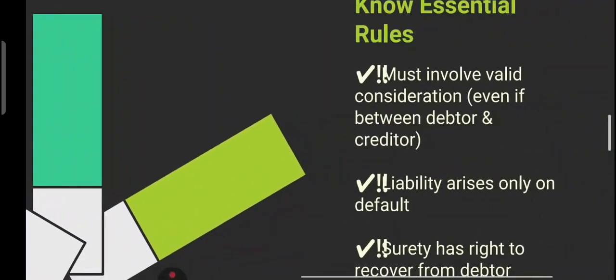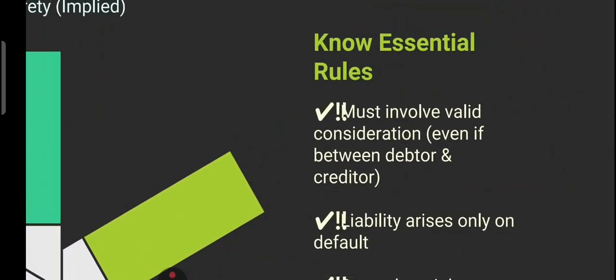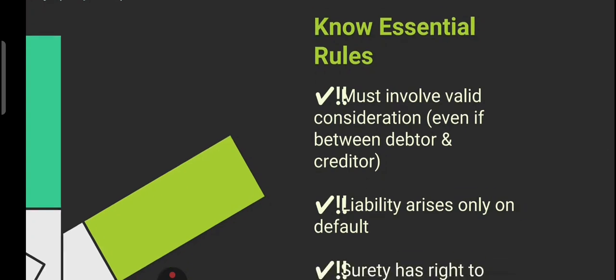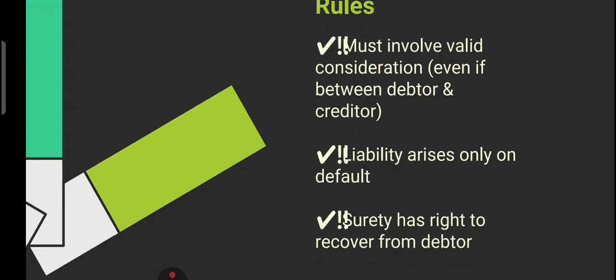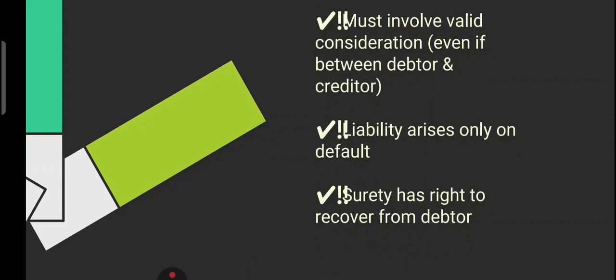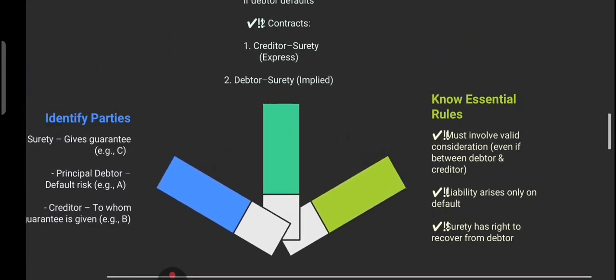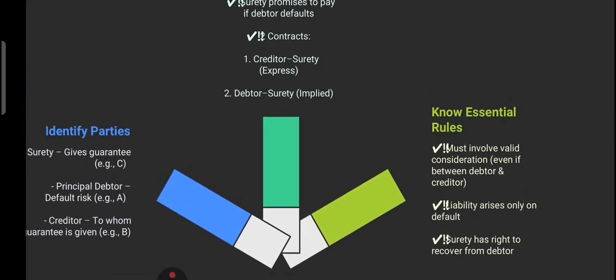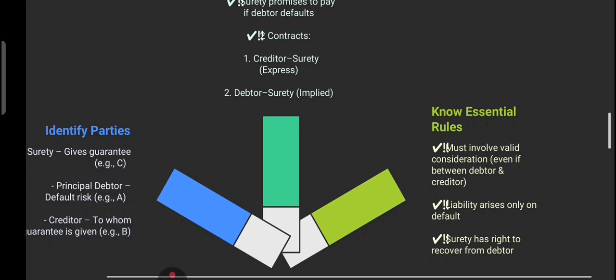Now a few essential rules here. So friends, a contract of guarantee must be supported by a valid consideration, right? Even if that consideration exists solely between the debtor and the creditor. Second point, the surety's liability arises only when the debtor defaults, not before. Third point, and crucially, once the surety makes the payment, they have the right to recover that amount from the principal debtor. So in simple terms, if we summarize, the contract of guarantee is a safety net for the creditor and a strong commitment from the surety. It ensures trust, it ensures continuity in the financial relationship.